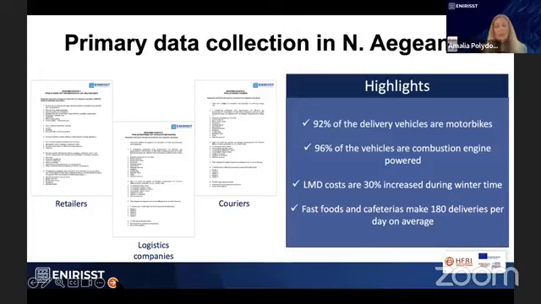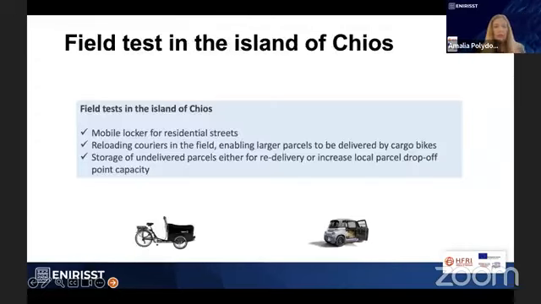So we have some preliminary results. For example, 92% of delivery vehicles are motorbikes in the islands. Greeks drink a lot of coffee. We have more than 180 deliveries per day. It's not only Greek coffee, but other types of coffee as well. And this is an interesting result that we are planning to expand to all the Aegean islands, as well as to the mainland of Greece.